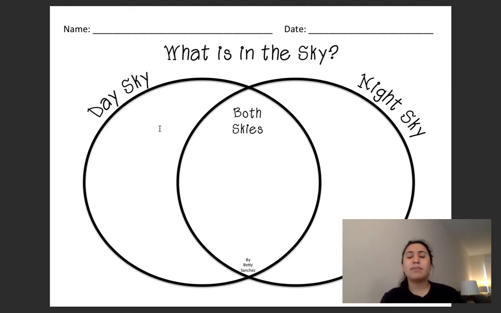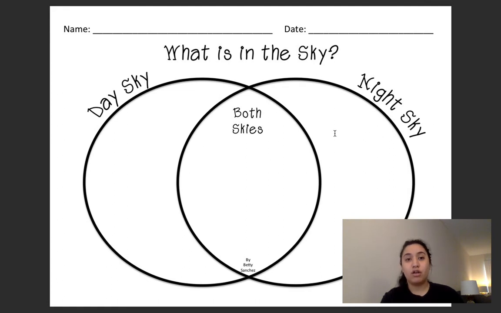And then here's the tricky part, the middle. The middle, it says both skies. So you're going to think of stuff that's in both skies. Well, we did talk about how you can see the moon in both the daytime and the nighttime. So what I can do is I can draw a picture of the moon right down the middle, so right in the middle.